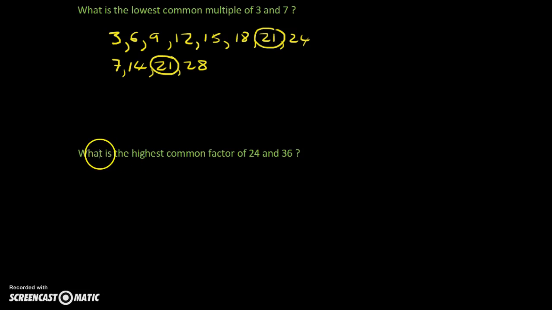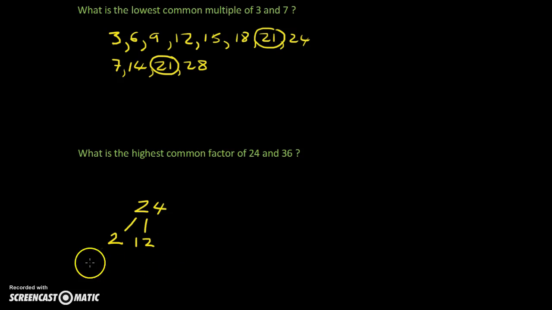Now on to factors, and let's have a look at this question. What's the highest common factor of 24 and 36? Well, first of all, what's a factor? Well, a factor is a number that divides into another number exactly. So for instance, 2 would divide in exactly, and also 12 would divide in exactly.